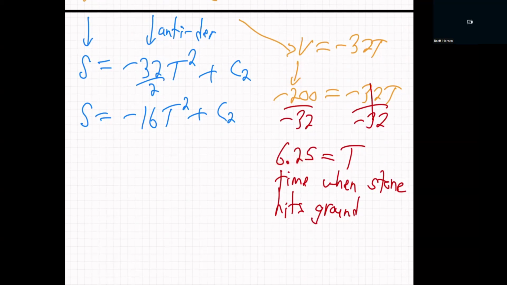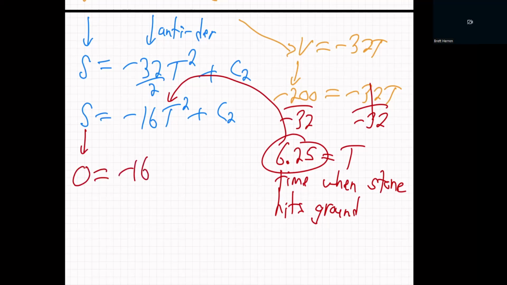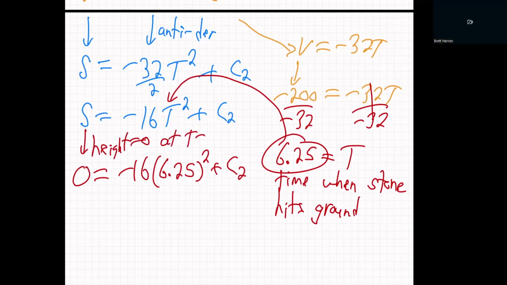Okay. So what do we know about that? Well, now we know that if we take that time and plug it in here, the height will be zero, right? Because when it hits the ground, the height, the position, is zero. Height equals zero at t equals 6.25 seconds. So you plug that in for time, and at that moment its position is zero when it hits the ground.